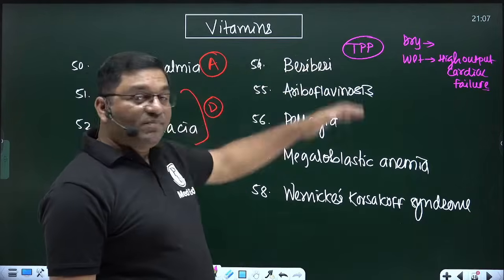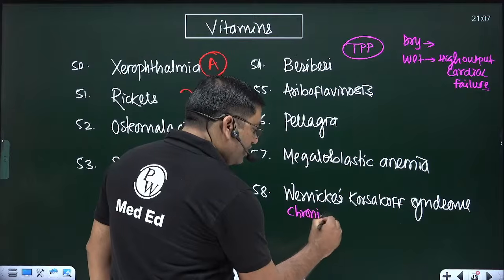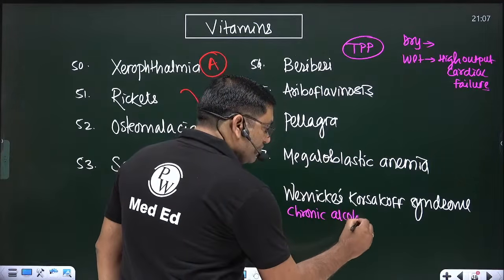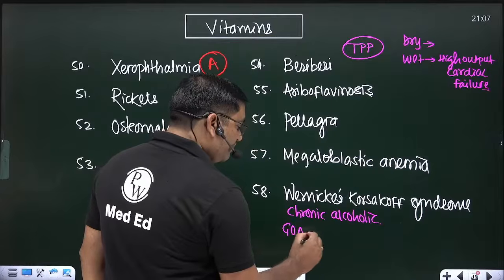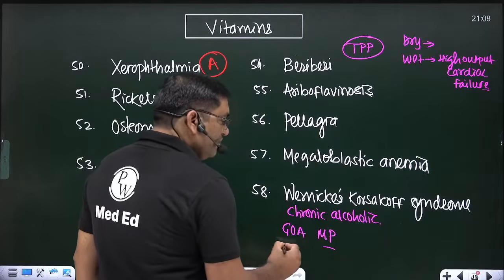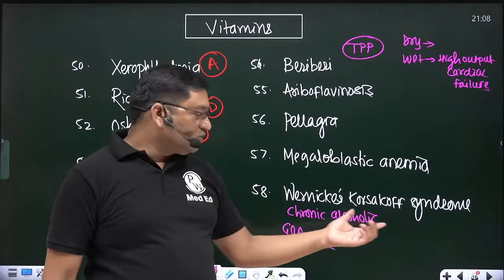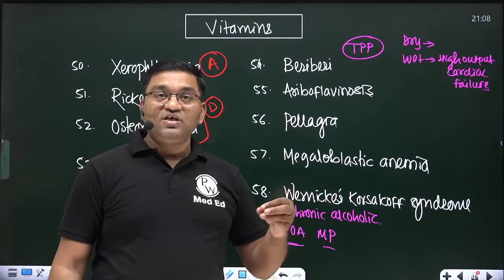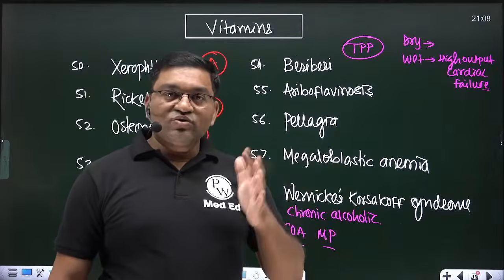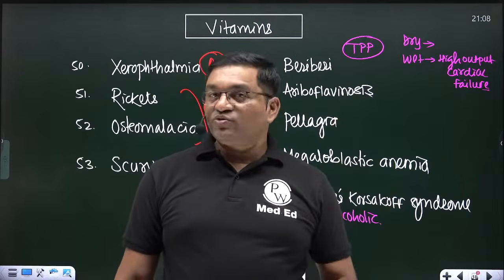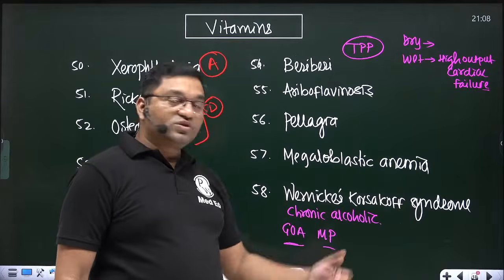Also thiamine deficiency in the chronic alcoholic causes typical symptoms. The mnemonic is GOAMP. It causes Wernicke's encephalopathy and Korsakoff psychosis. Chronic thiamine deficiency in the alcoholic occurs because alcohol prevents the conversion of thiamine to thiamine pyrophosphate and prevents the absorption of thiamine from the GIT. That's why there is Wernicke's encephalopathy and Korsakoff psychosis.